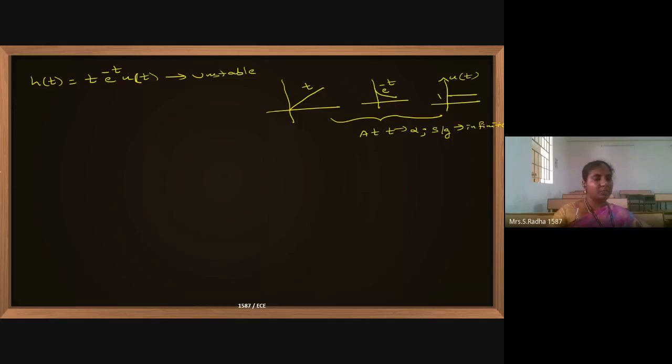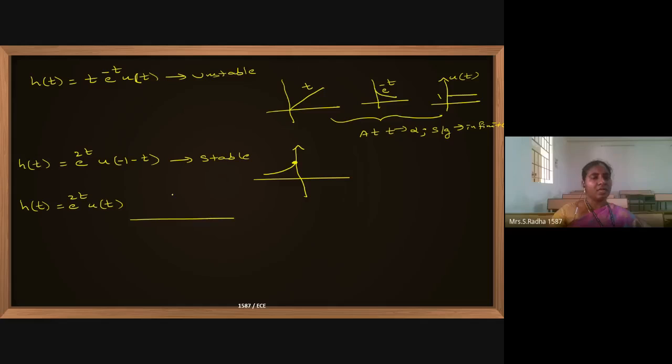And if you take h of t equal to e power 2t u of minus 1 minus t, it is a stable system. E power 2t is an increasing exponential, but u of minus 1 minus t means it lies in the second quadrant, something like this. This is the diagram, so it is a finite value and a stable system. But if you have e power 2t u of t, the diagram is in the first quadrant, an increasing exponential.